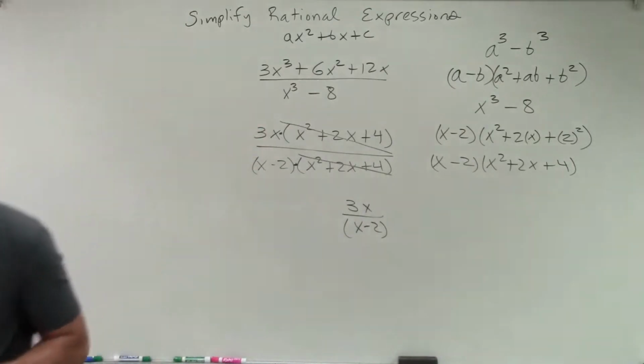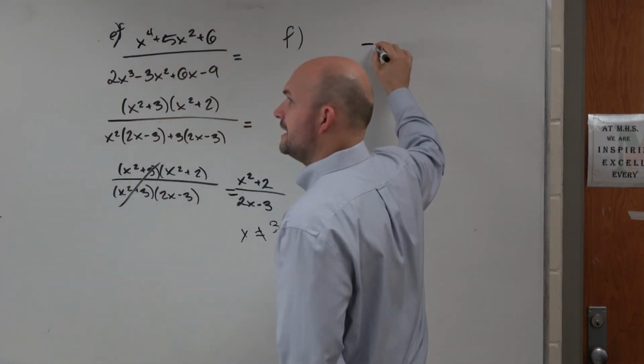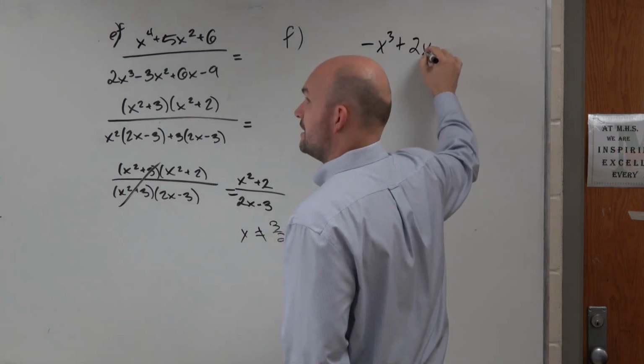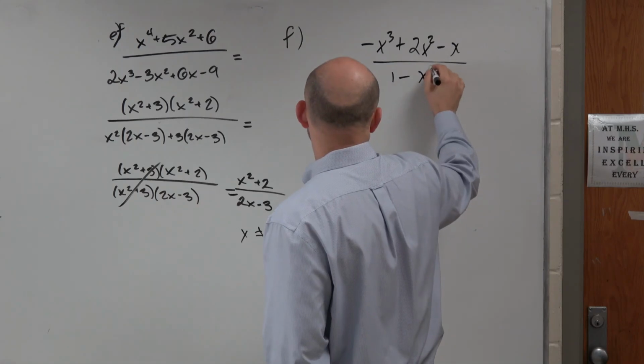So f was negative x cubed plus 2x squared minus x all over 1 minus x to the 4th.